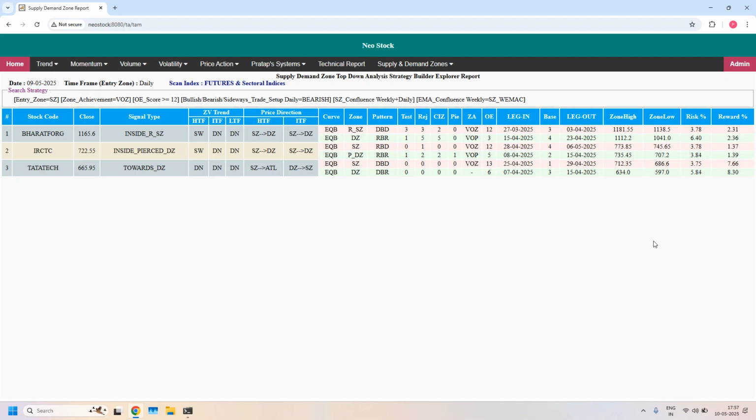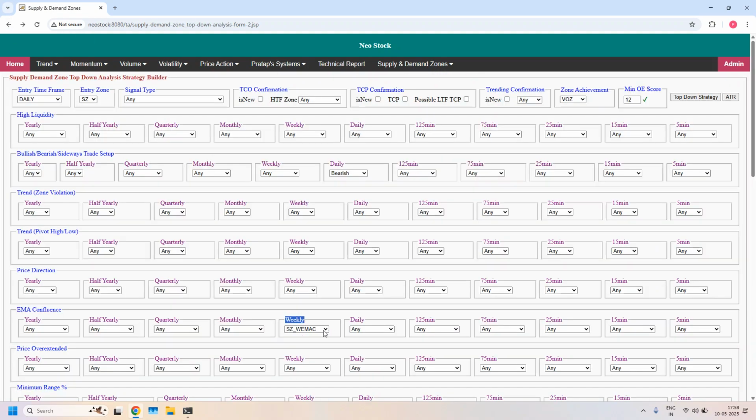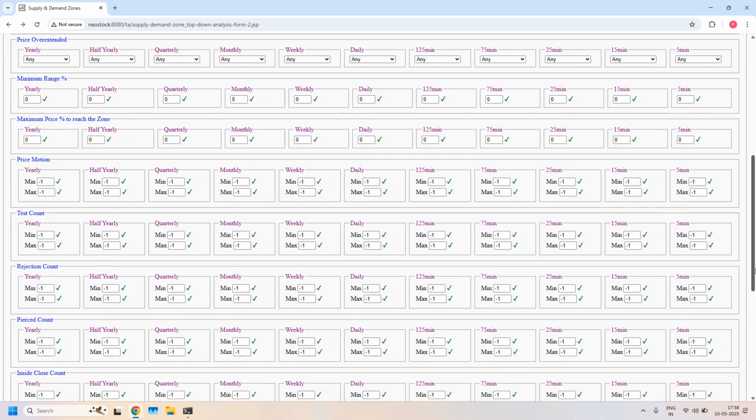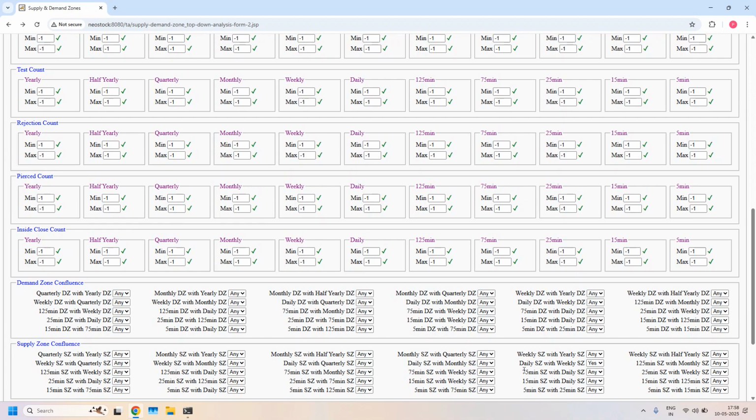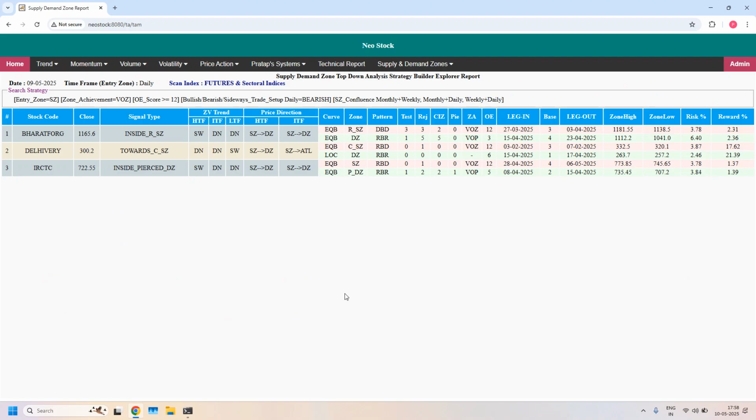Next, we will filter based on LTF, ITF and even HTF supply zone confluence. Daily, weekly and monthly supply zone confluence. Remove EMA filter, ITF specific. In the supply zone confluence, 3 filters we have to set. First filter is enabled. Next, daily and monthly supply zone confluence, weekly and monthly supply zone confluence. With all the 3 filters, we got 3 stocks.